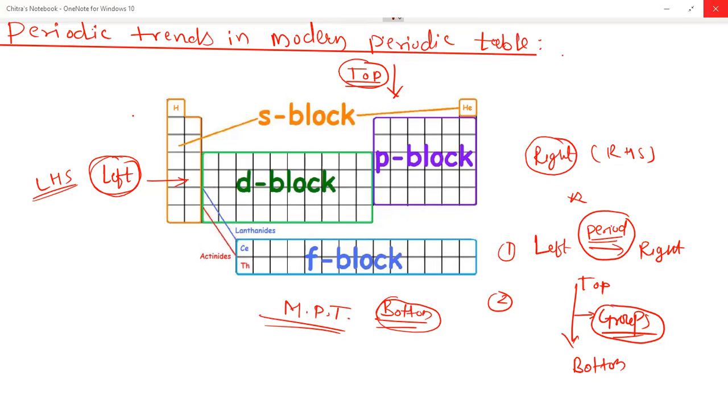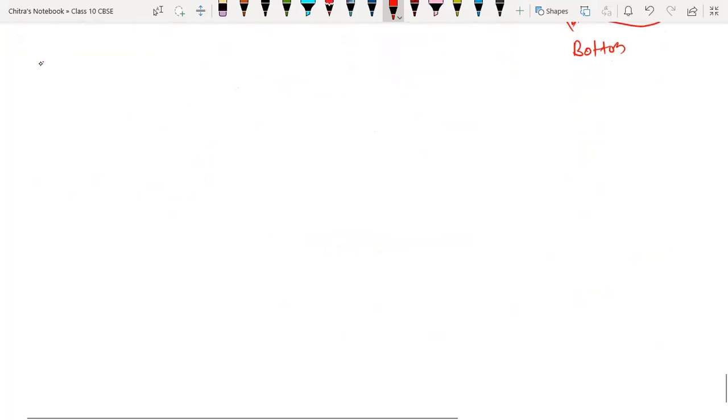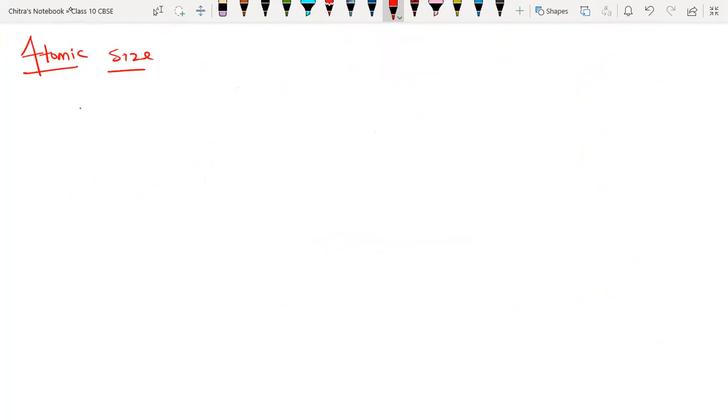Okay. So the first periodic trend we are going to understand is atomic radius or atomic size. See, atomic size is really very small. That's why we are using the picometer distance. Which distance are we using? Yes, picometer, sir.